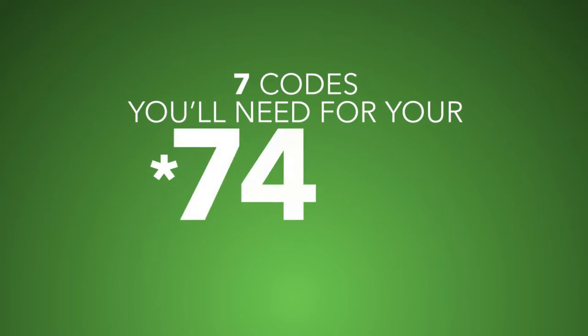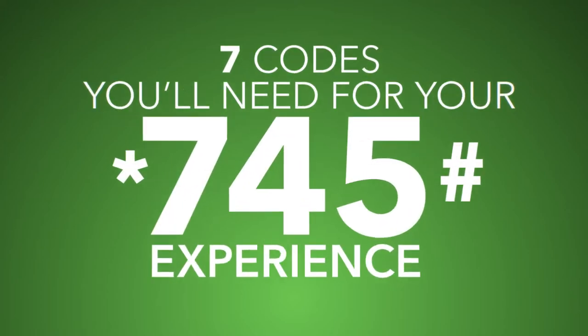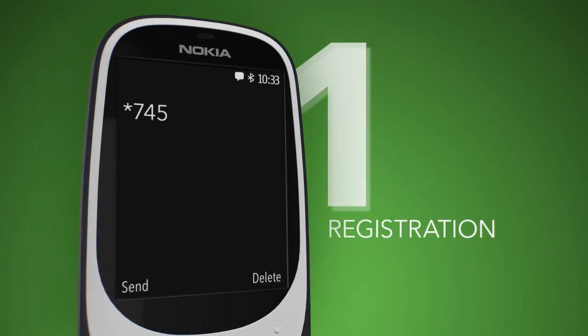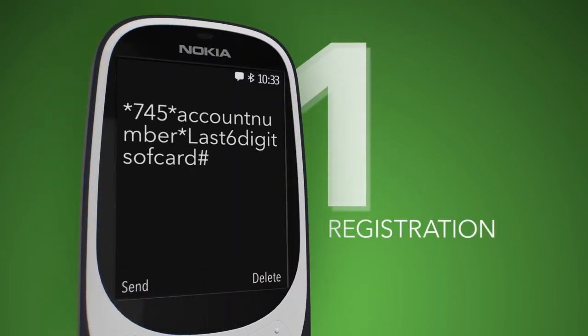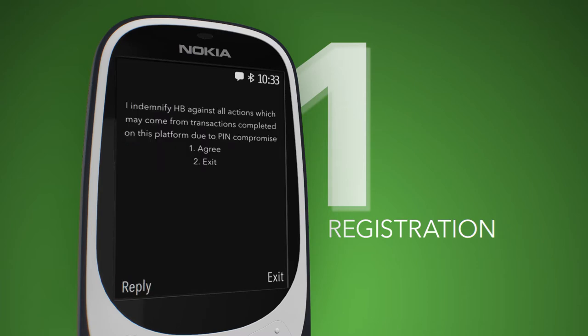Here are 7 codes you'll need to blow your 745 experience out of the water. To register, just follow these steps. Dial *745*account number*last 6 digits of your card hash#. Press 1 to agree to the indemnification clause on your screen.